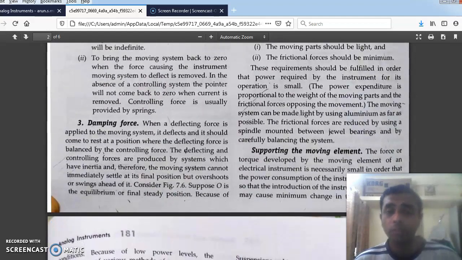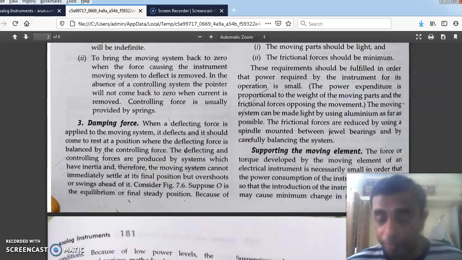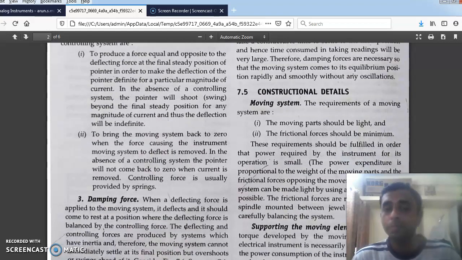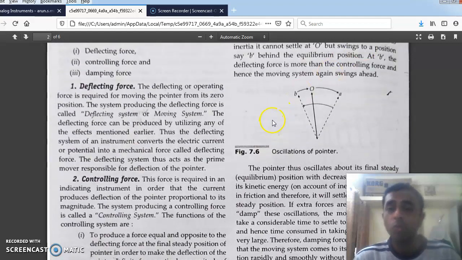We might have seen that when the pointer reaches in and around the deflection point, there is some swinging action like this. What is that swinging action? It may swing to this point. This may be the equilibrium point. It may swing between A and B, and after that swing, it may finally come to rest at the point O.